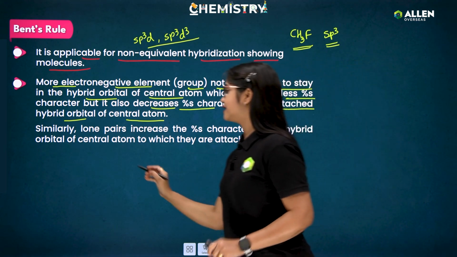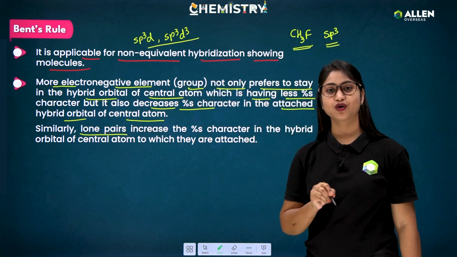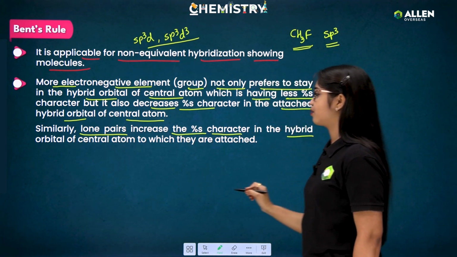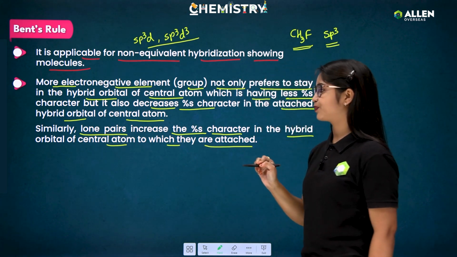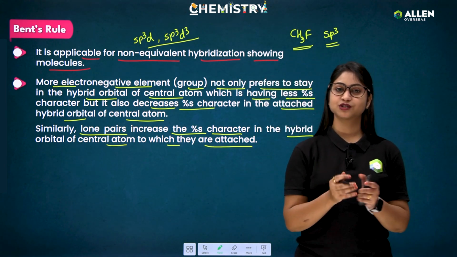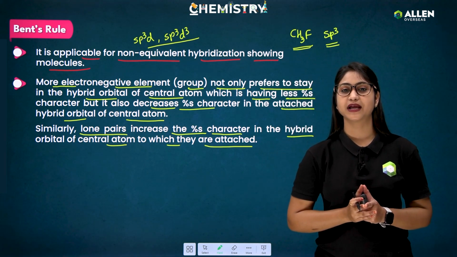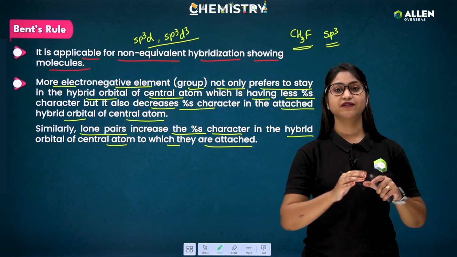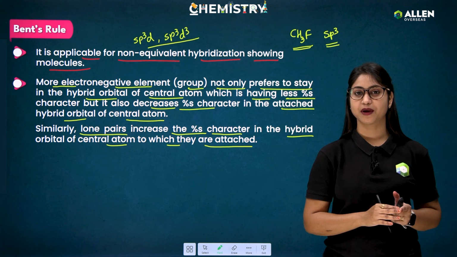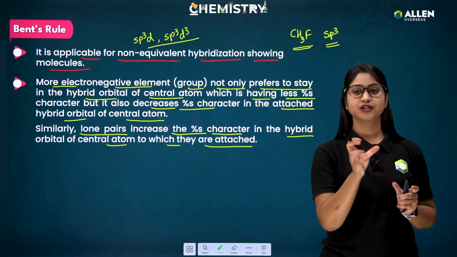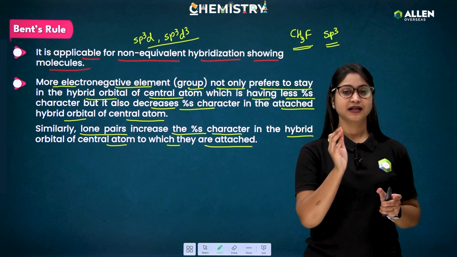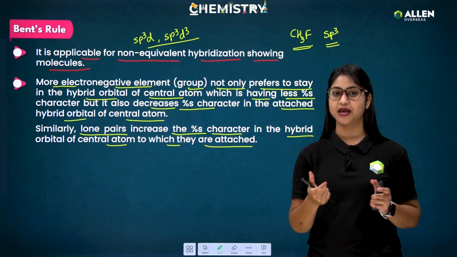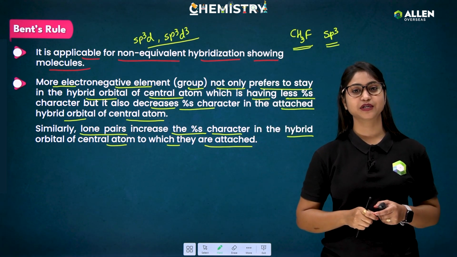Now similarly, when we talk about lone pairs, lone pairs increase the percent s character in the hybrid orbital of the central atom to which they are attached, okay. So for the lone pairs, first of all, they will try to occupy that hybrid orbital which is having more percent s character, and after occupying that, they will increase the percent s character in that hybrid orbital. So ultimately, we can say in whichever hybrid orbital the lone pair is present, definitely in that hybrid orbital the percent s character will be more, comparatively, right? So these are the statements of Bend's rule.